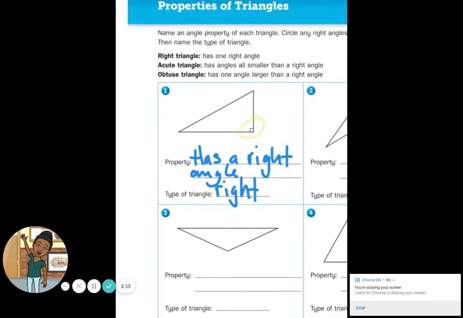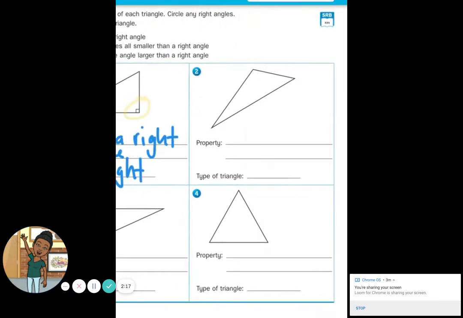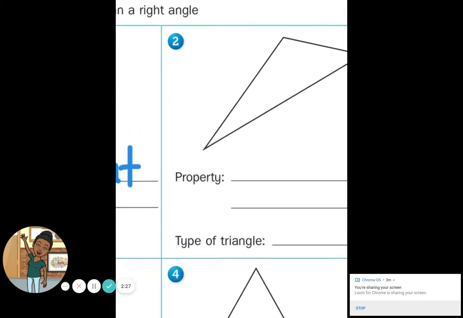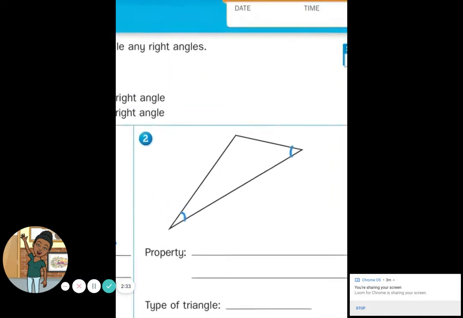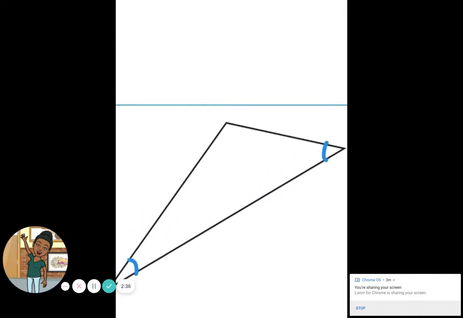Okay. But if I look at, say, number two, it does not have a right angle, first of all, so that eliminates that choice. If I look at some of the angles that it does have, this angle is very acute, as is this one. Okay, but when I look at this one right here, up at the top, this is obtuse.